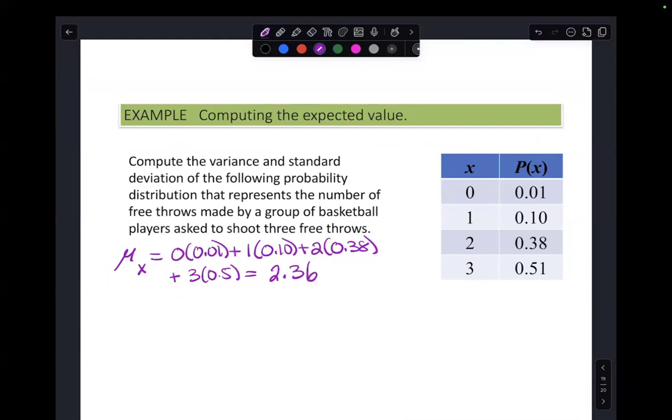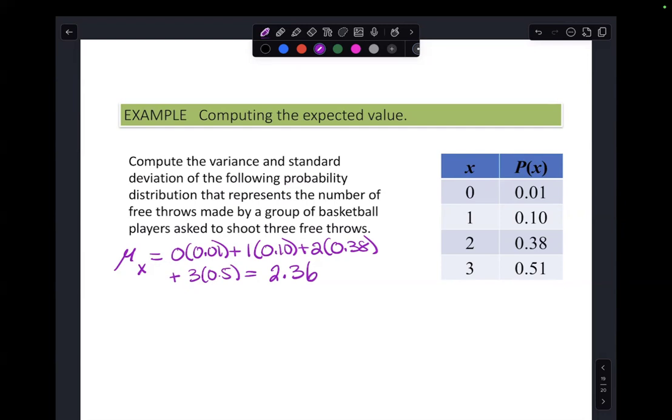How'd we do? So if we had this person many, many, many times try to shoot 3 free throws, he would average 2.36 free throws overall. So that would be the expected value. That's where we expect the average to end up based on these probabilities.